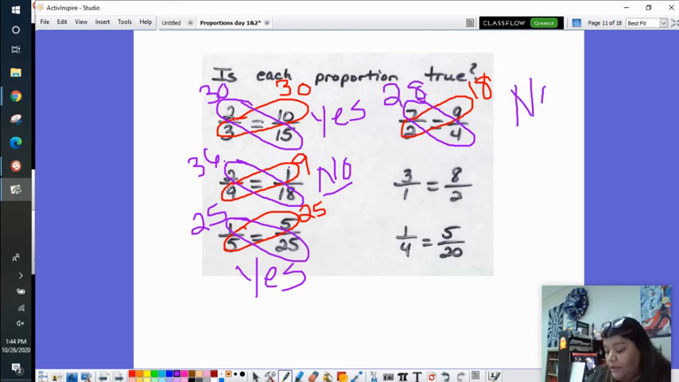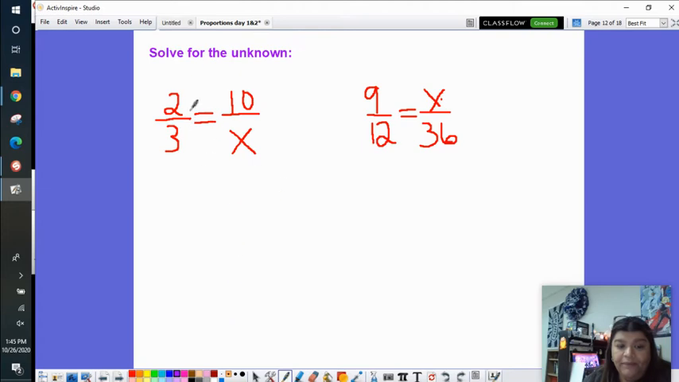It is a no. My products are not the same. Okay, good. So that's how you check and see if they are proportional or not. All right, let's look at now solving them. Okay, so I have these two problems here for us.